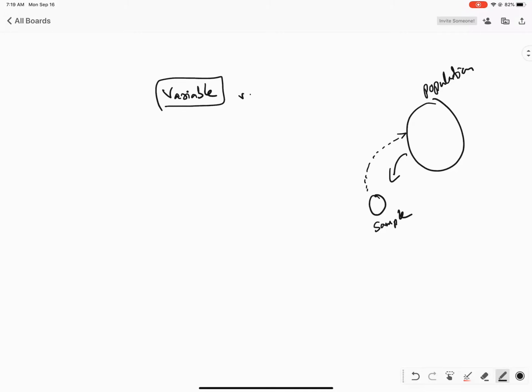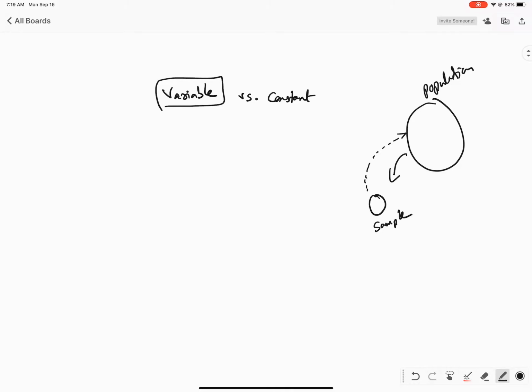The opposite of a variable is a constant. A constant is a characteristic that does not vary across individuals in a group. So if you ask everybody the same question in a group of people and everybody responds the same way, they give you the same answer, then that question does not represent a variable, it's a constant.